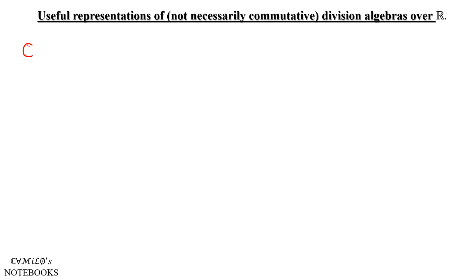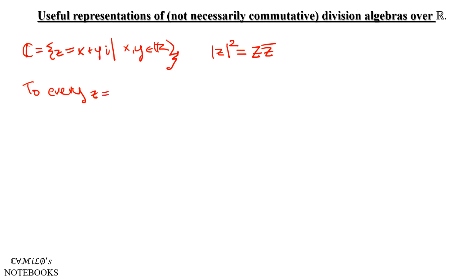So let's consider the complex numbers, which again are just going to be the numbers of the form z equals x plus y i, where x and y are real numbers. Recall that this division algebra is in fact a field, and this field has these special properties. Its squared norm is z z bar. z equals x plus iy. We're going to identify it. So there's going to be an arrow going both ways.